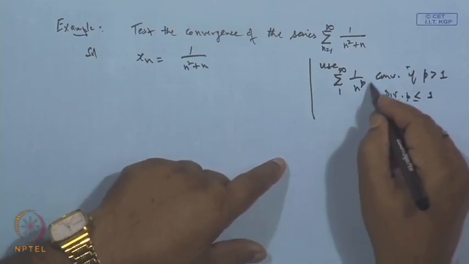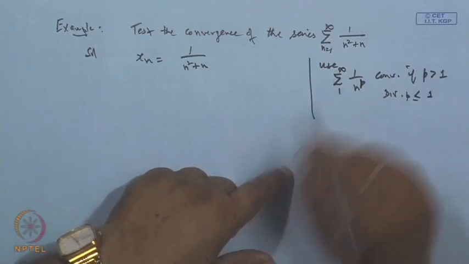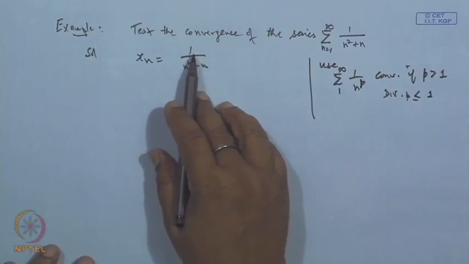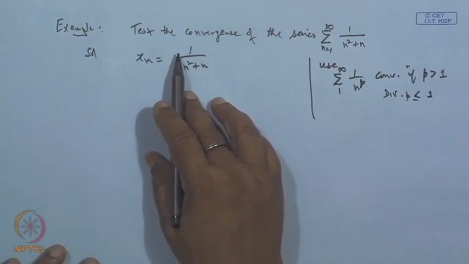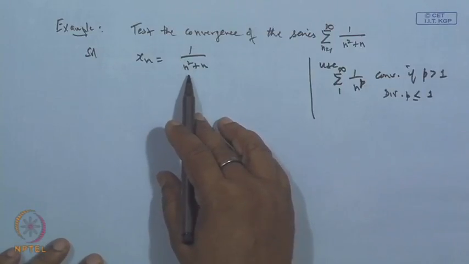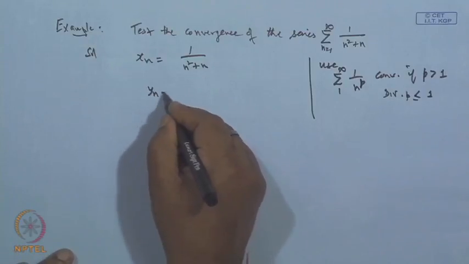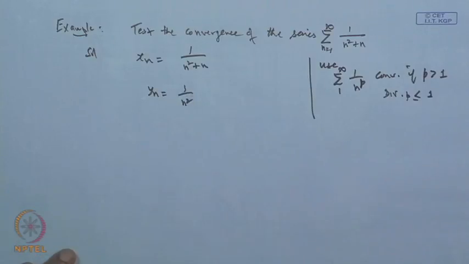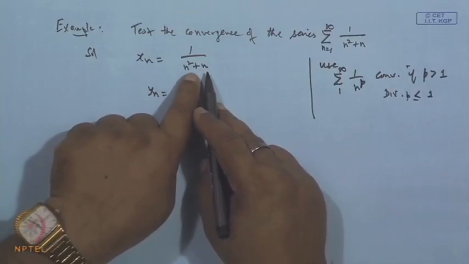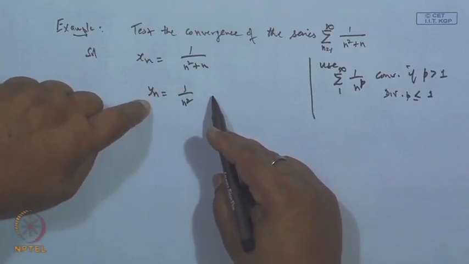So, basically y n should be chosen in such a way that it falls in one of these categories. Here the trick is, from the denominator take the largest power of n outside as common. If we choose y n to be 1 by n square, then when you take n square outside, this becomes 1 over 1 plus 1 by n. So, the limit of x n over y n will exist.